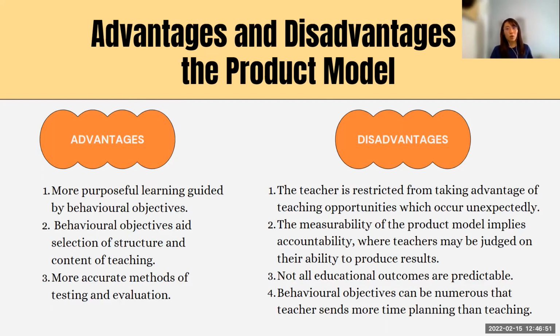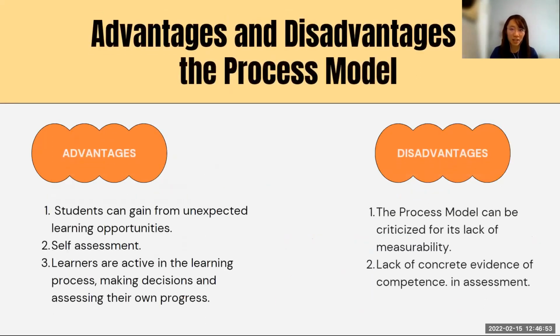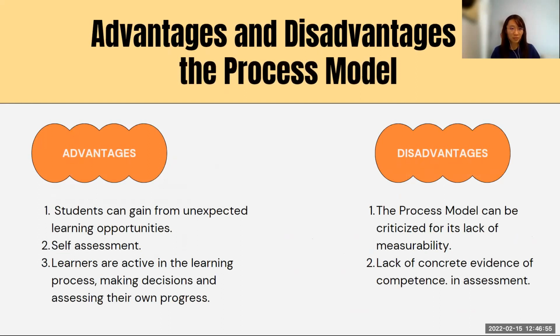So next we want to look at the advantages and disadvantages of the process model. Contrary to the product model, students can gain from unexpected learning opportunities in the process model. It's whatever they face in the process. In fact, there is a model under the process model that welcomes chaos. Of course, this is not something that the teacher would like, but in problem-based learning, if students meet problems in the class, that is a very good learning opportunity. How are they going to solve the problem?